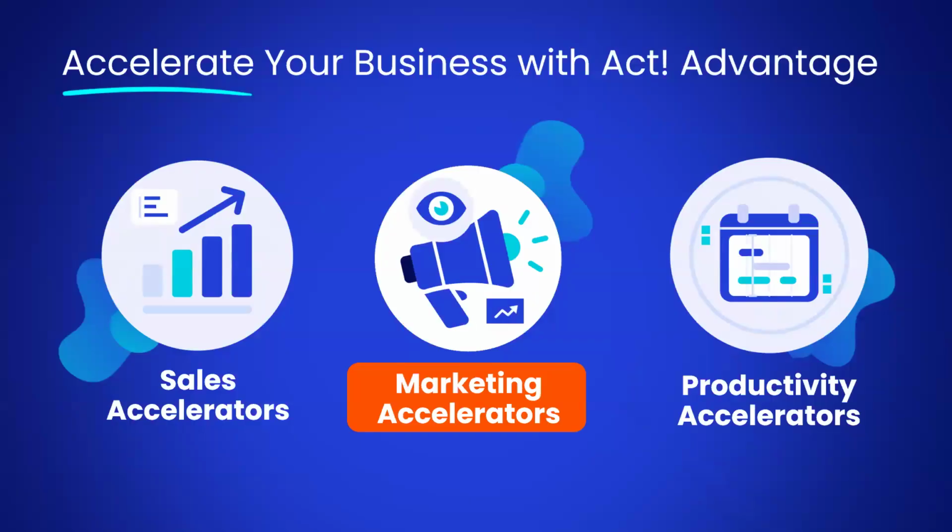We like to think about Act Advantage as delivering value through three categories of functionality: sales, marketing, and productivity accelerators. In today's session, we're going to focus on the marketing accelerators, the new functionality that helps you better attract, convert, and then stay engaged with your customers and your prospects. Last month, we talked about sales accelerators, and next month in December, we're going to cover productivity accelerators. So please make sure that you sign up for and attend the webinar next month. You can also check out the recordings on our website at any time as well.